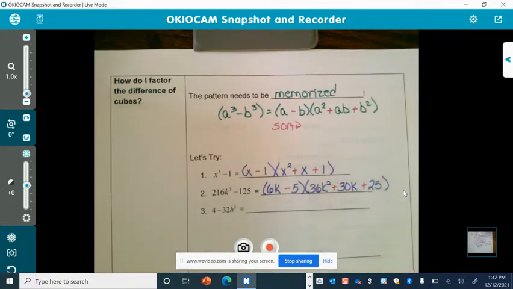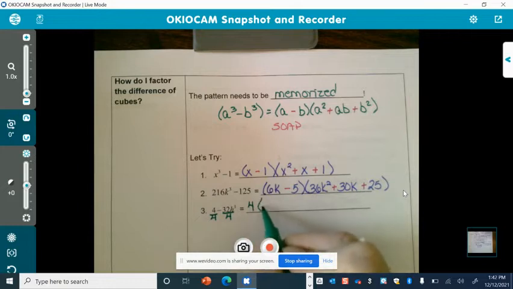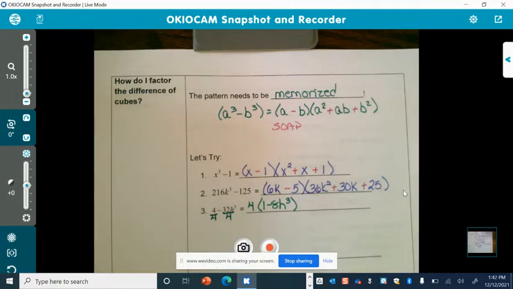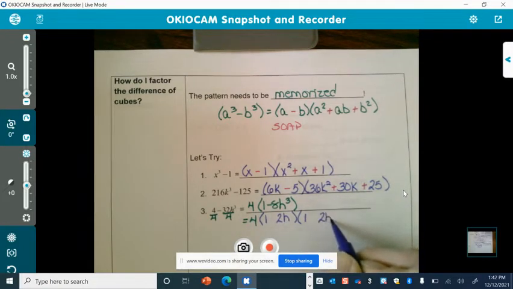All right, for number 3, I had better have a greatest common factor because 4 is not a perfect cube. And if I pull 4 out, I get 1 minus 8h cubed, which is awesome. So let's see. Cube root of 1, cube root of 8, cube root of h cubed. Square the first, multiply them together, square the last, apply SOAP.